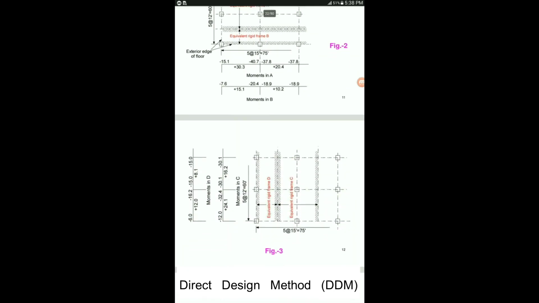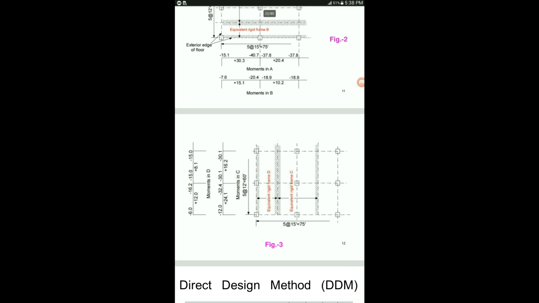In a similar way, we had a computation done for the equivalent rigid frames C and D, which are running in the shorter direction. This is again for location 1, this is for 2, this is location 3, 4 and 5, and definitely these are for moment in D and moment in C. So the value here, 6, is always half of this one. The half of 24 will be here.